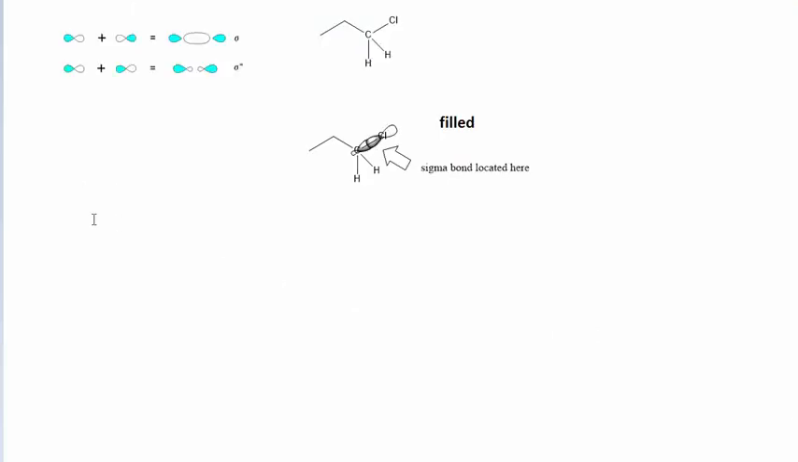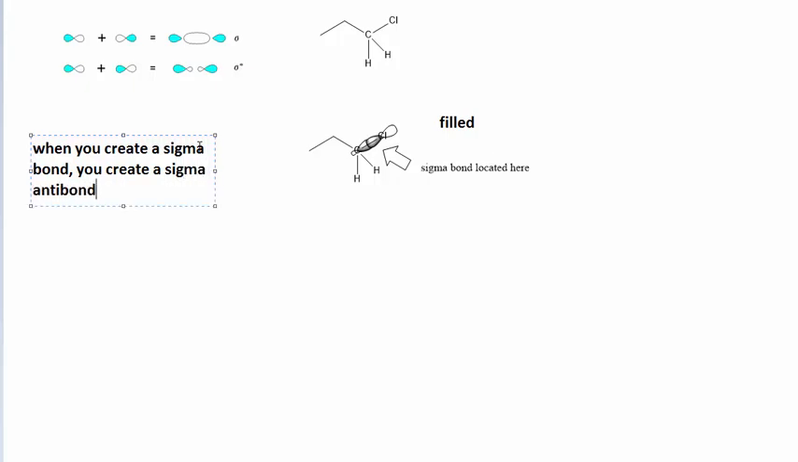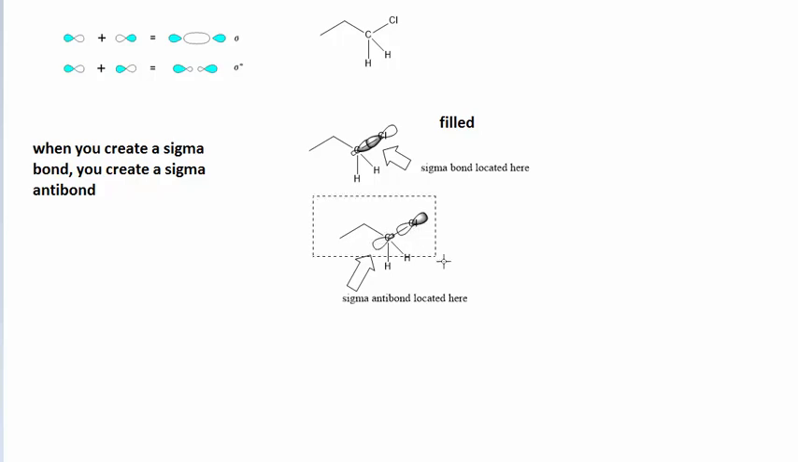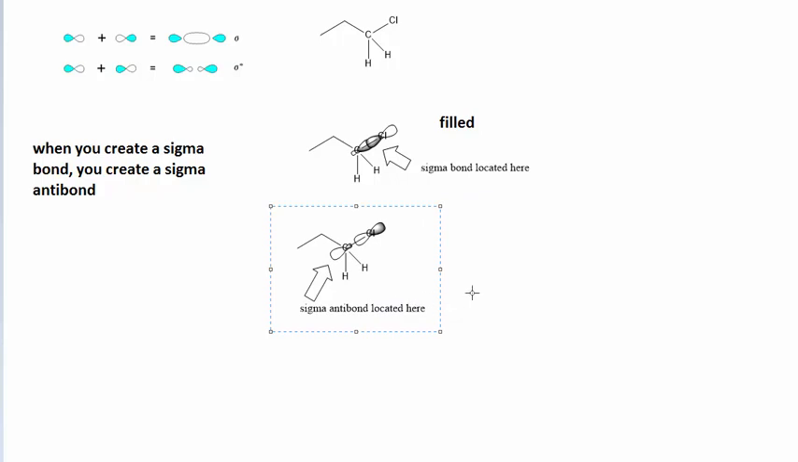Okay, once again, key point: when you create a sigma bond, you create a sigma antibond. And remember, when we're always talking about bonds, we're talking about orbitals. So when we're talking about this antibond, it is going to be located in a very similar region of space. So once again, we have that sp3 hybridized carbon. This orbital is now combining out of phase with the p orbital on the chlorine. As a result, the antibonding orbital will be located here.